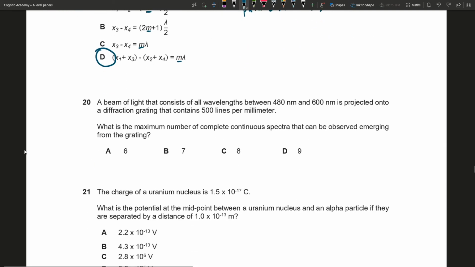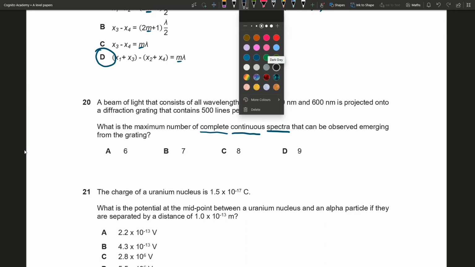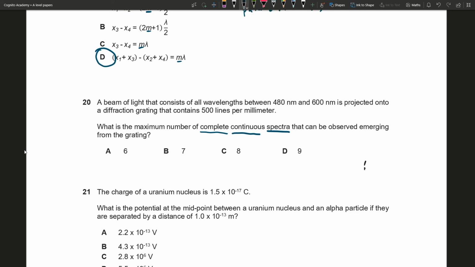Question 20. A beam of light that consists of all wavelengths between 480 and 600 nanometers is projected onto a diffraction grating that contains 500 lines per millimeter, and we are asked what is the maximum number of complete continuous spectra that can be observed emerging from the grating. That might be a bit confusing. Let's try to draw it out to see how it looks. Let me use a different color for this, because colors will be important later. Using dark gray for our diffraction grating, and let's say this is our light. And let's say this is our wall.